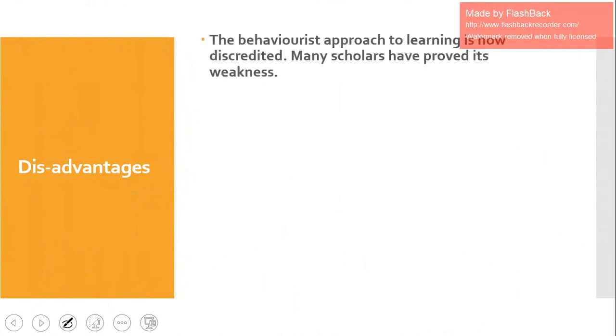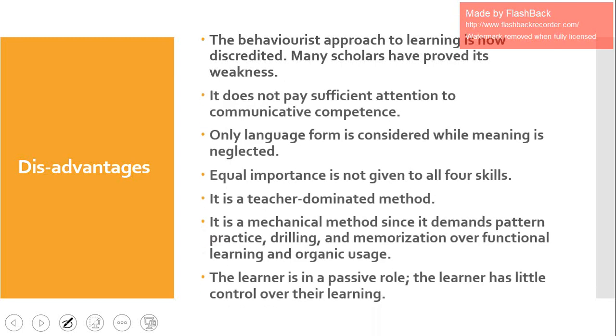Next we have disadvantages. The behaviorist approach to learning is now discredited. Many scholars have proved its weakness. So in the era we are living in, the behaviorist approach is not so privileged. That's why we can say this is a disadvantage, that this methodology is using the behaviorist learning approach. It does not pay sufficient attention to communicative competence, because it's just like robotic repetition. So students are not going to be communicatively competent enough, because they are just repeating scripted dialogues.